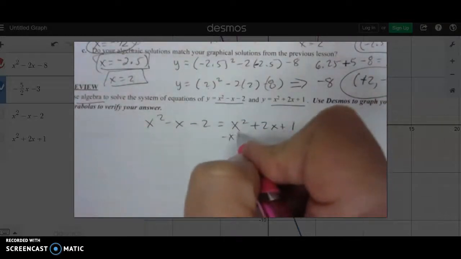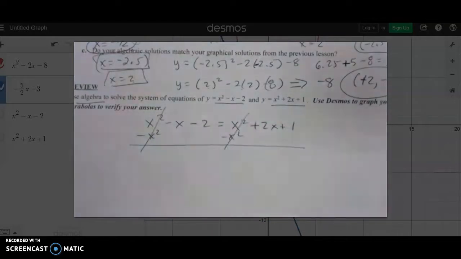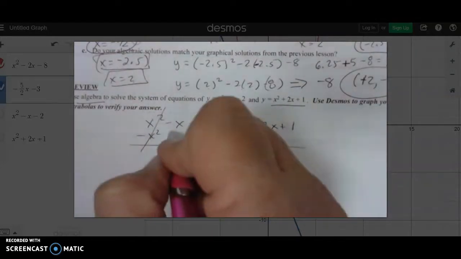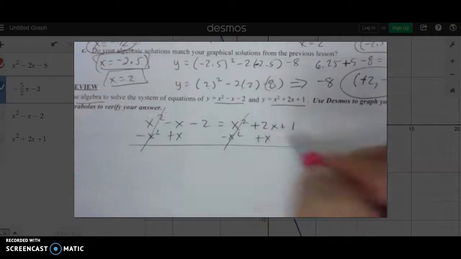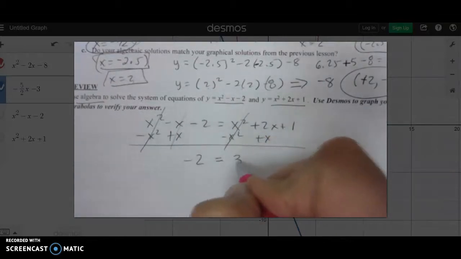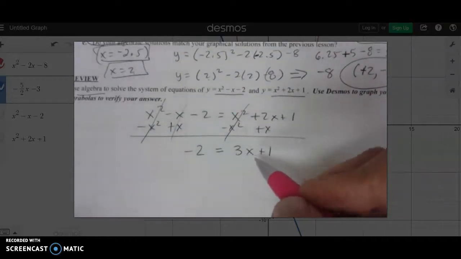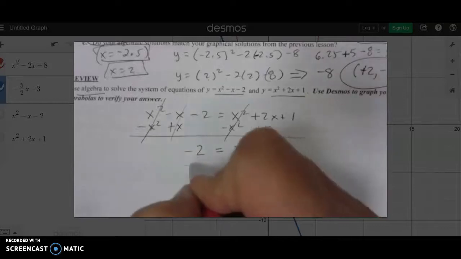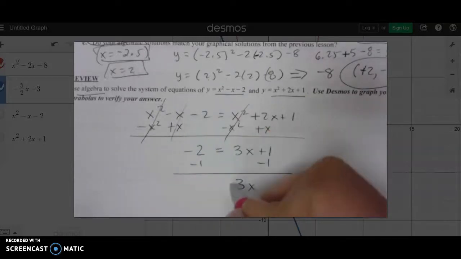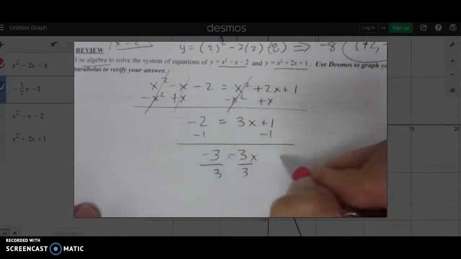One nice thing is if I subtract x squared from both sides, okay, those cancel. So let me go ahead and add x to this side. And let me just see what's happening here. -2 equals 3x plus 1. Here's the term with my x, all on one side. So let's get the numbers on the other side. So we get 3x equals -3. Divide both sides by 3. You get x equals -1. Oh, there's only one answer.